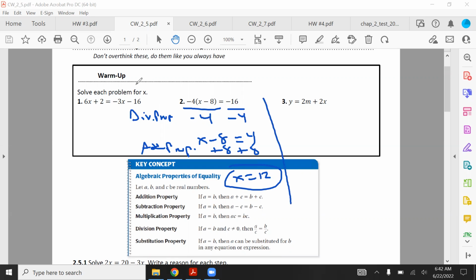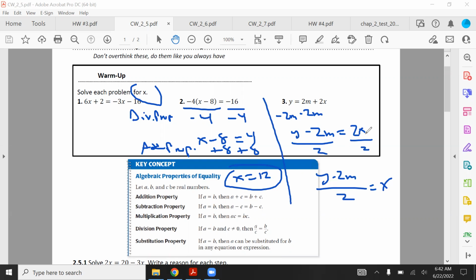And then here, again, you're asked to solve for x. It's a little strange because you see a bunch of letters, but you can subtract 2m because the whole point is to get x by itself anyway, right? And then divide by 2. You can leave it like a big fraction like that. So what I did here is I did the subtraction property, then the division property. So again, we're isolating x in these problems here.